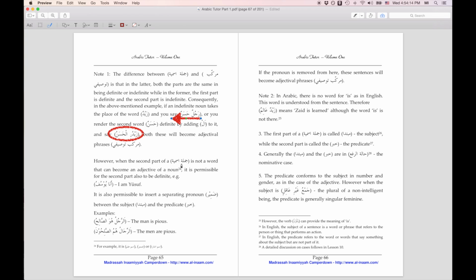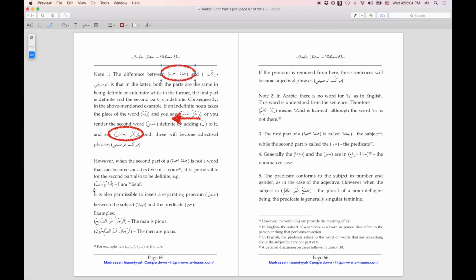Next, however, when the second part of the Jumlatul Ismiya is not a word that can become an adjective of a noun, it is permissible for the second part also to be definite. So for example, Ism al-Alam, Zamir, and Ism al-Ishara. Let's take an example. Ana Yusufu, I am Yusuf. The second part cannot become an adjective of a noun. It cannot become a characteristic, because Ana is myself and Yusuf is a name. It's not a characteristic. So it is permissible for the second part to also be definite. Because Yusuf is a name, Yusuf is definite, whereas our ruling above said that in Jumlatul Ismiya the second part has to be indefinite.